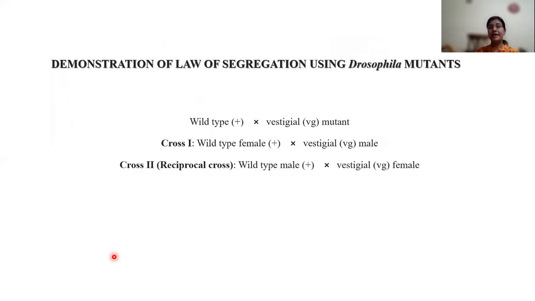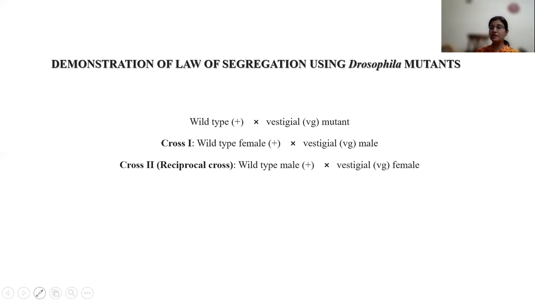So let's start with the example that we want to study the law of segregation, and we want to demonstrate it using Drosophila mutants. We know that Drosophila has 8 chromosomes, so 4 pairs of chromosomes are present in the somatic cells of Drosophila. Males and females differ in their sex chromosome pair only. 2 X chromosomes are present in females, whereas 1 X and 1 Y are present in males. Autosomes are commonly present.